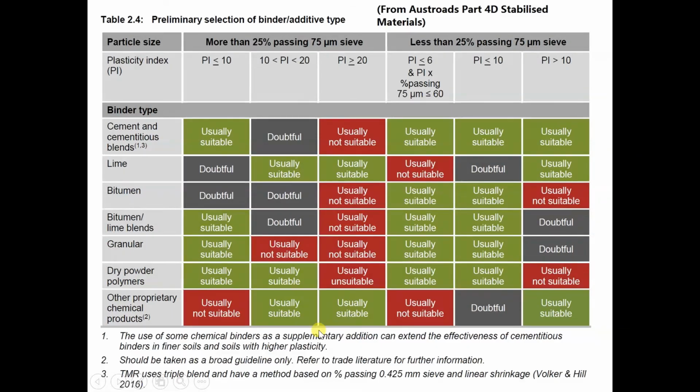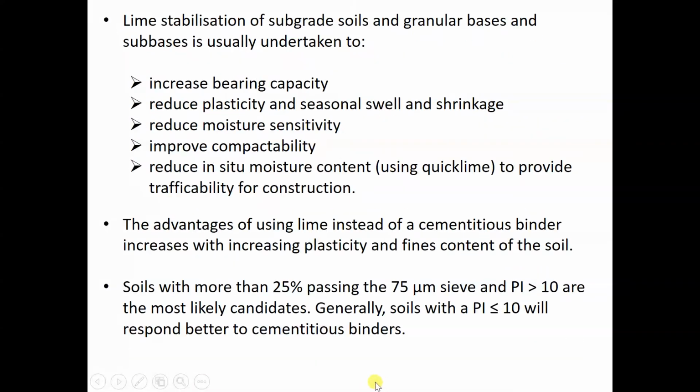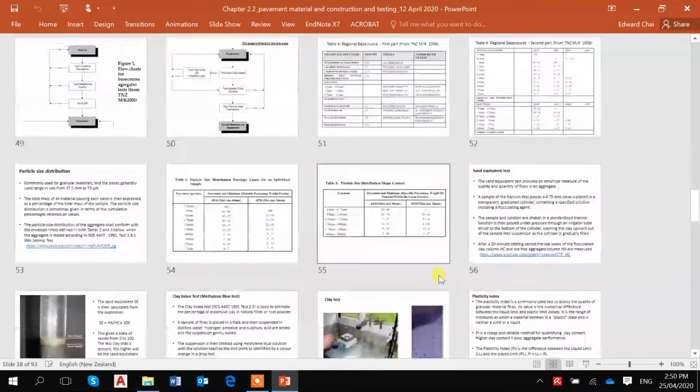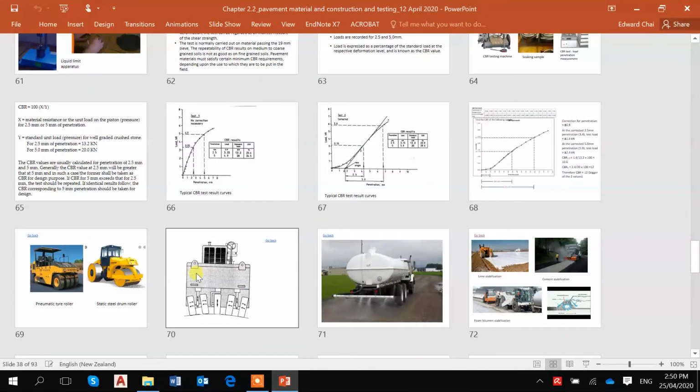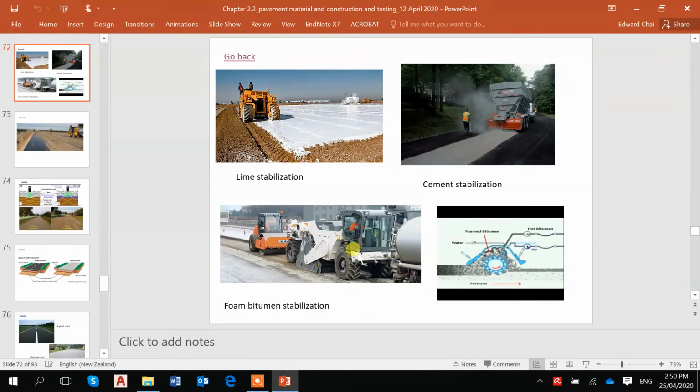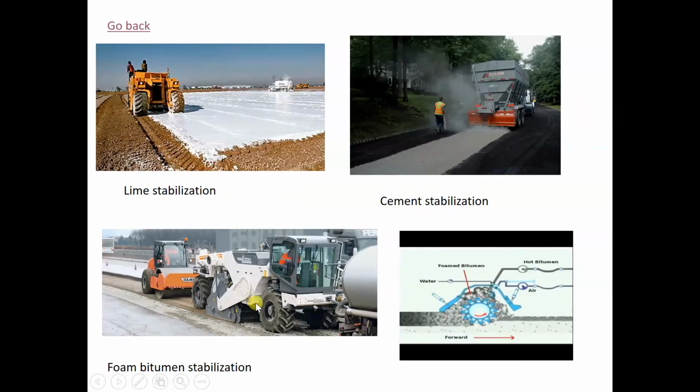Let me just show you the machine that they use to do the mixing. So this is the material, and this is the machine that we can use. This is the recycler. If you have any type of recycled material that you want to mix with the existing material, then you need to use a recycler to do the mixing.